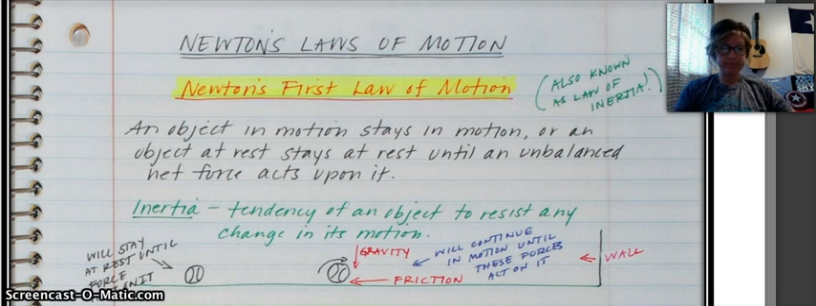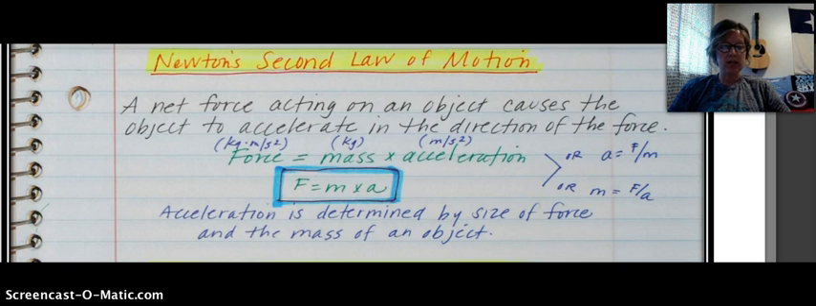The second law of motion is a net force acting on an object causes the object to accelerate in the direction of the force. So we have this great big equation on our screen right now, and you'll need to know, which is force equals mass times acceleration. So acceleration is determined by the size of the force and the mass of the object. So for instance, if you have a ping pong ball and a bowling ball, you have two different masses here, and it's going to take two different forces to move those objects.